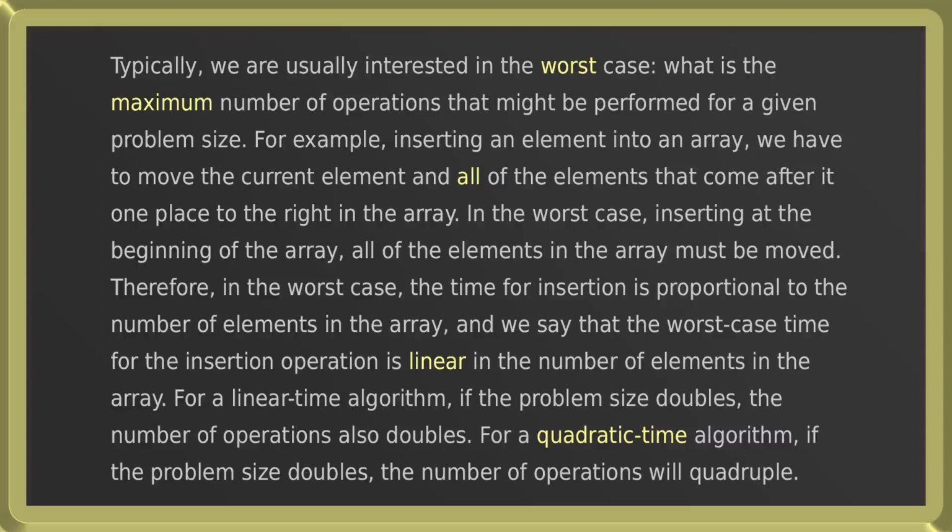Therefore, in the worst case, the time for insertion is proportional to the number of elements in the array, and we say that the worst case time for the insertion operation is linear in the number of elements in the array. For a linear time algorithm, if the problem size doubles, the number of operations also doubles. For a quadratic time algorithm, if the problem size doubles, the number of operations will quadruple.